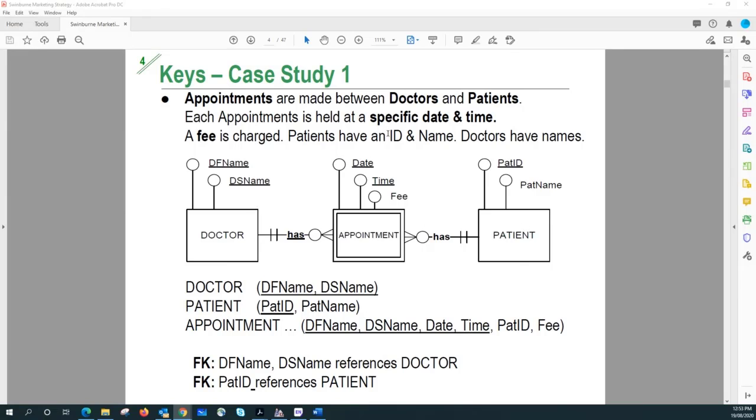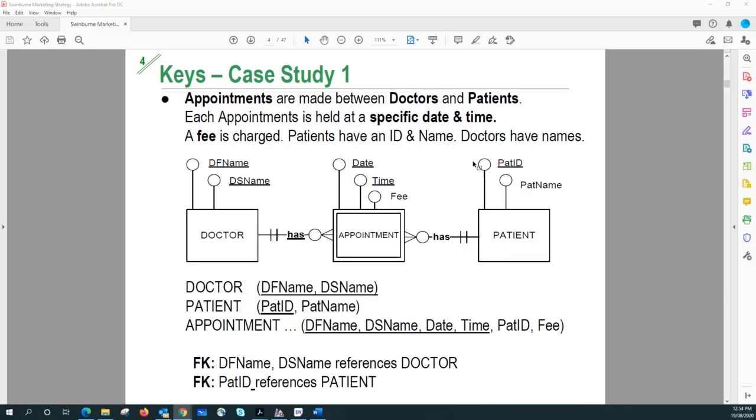But for the patient, they have already given two attributes: patient ID and patient name. So I can assume patient ID is unique, so that's the primary key of the patient. Then it says the appointments are made between the doctors and the patient. That means we need to assume one doctor can have multiple appointments, and similarly, one patient can have multiple appointments with the doctor. So there is a many-to-many relationship between these two entities, right? That is how these two interact.